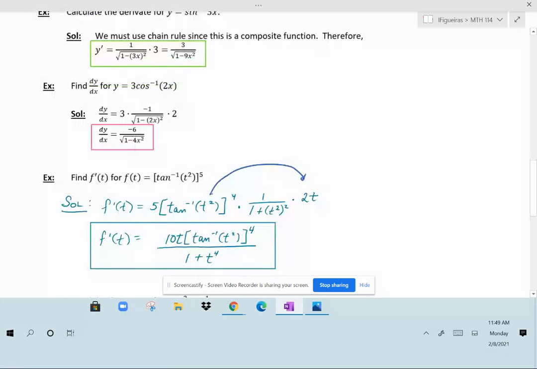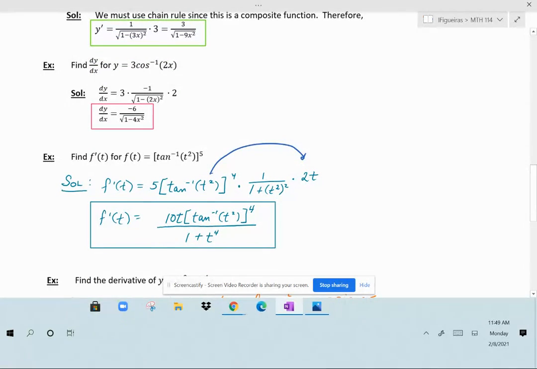And when we put that all together, the 2t and the 5 multiply to give you 10t in the numerator, along with tan inverse of t squared to the 4th. And when you square the t squared here, you get 1 plus t to the 4th in the denominator.